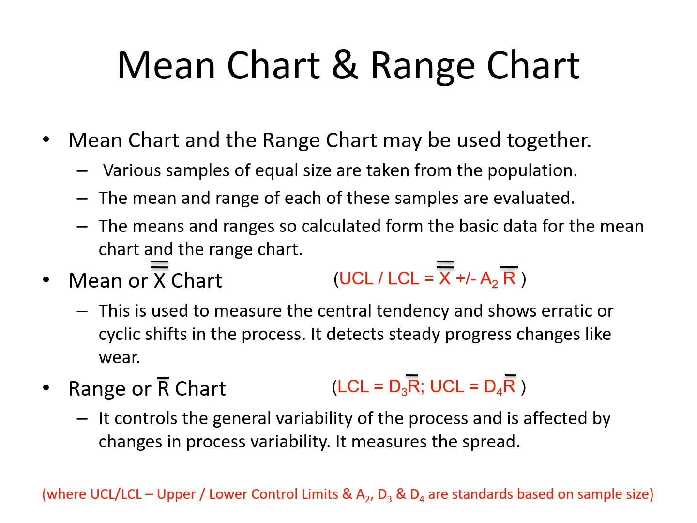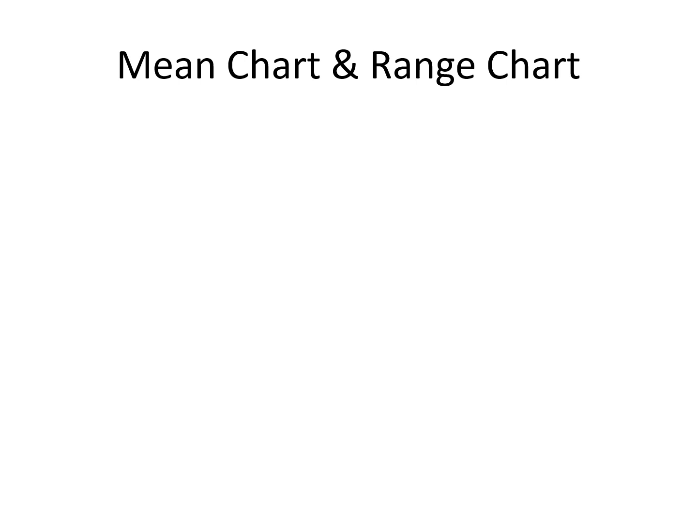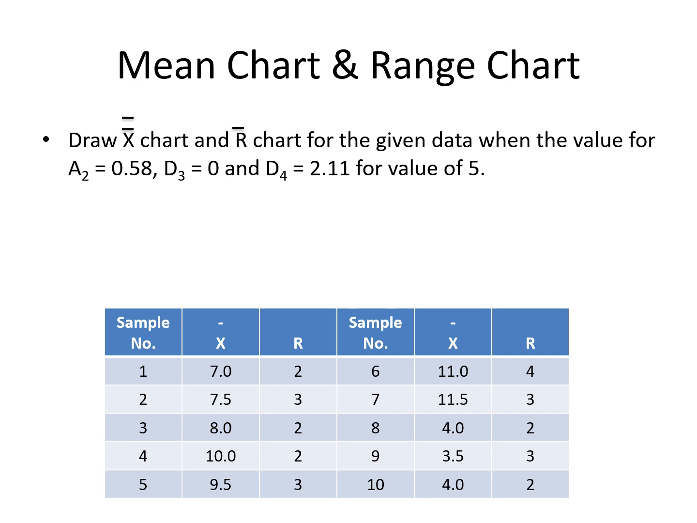Let us have a look at the mean chart and range chart again with the help of a small problem. The problem we will be discussing is that we have to draw the X bar bar chart, which is the mean chart, and the R bar chart, which is the range chart, for the data given, when the value of A2 is 0.58, D3 is 0, D4 is 2.11 for a value of 5.